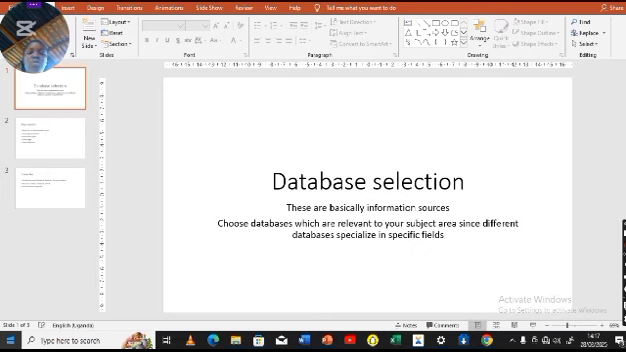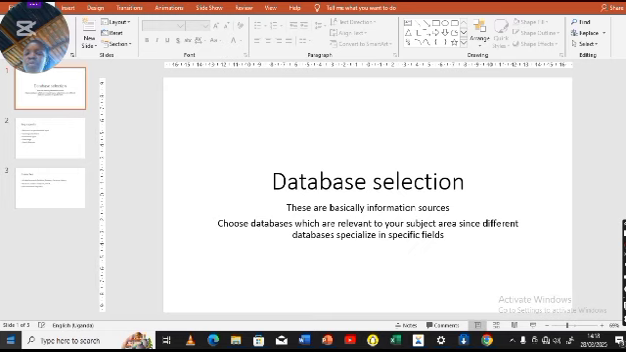Remember to choose databases which are relevant to your subject area, since different databases specialize in specific fields. So when you're selecting the database to use, first identify, as we handled in the previous video, the key concepts of your research topic, and then choose the database which matches, or which is okay for your research.